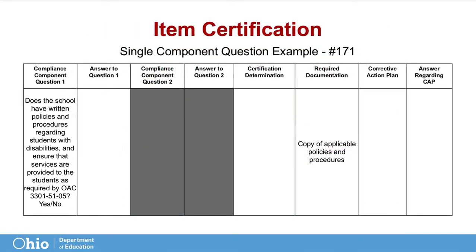There are some items that have only one applicable question. Let's use item 171 on the Oversight of Schools spreadsheet as an example, which remains unchanged from the 2018-2019 review cycle. In this case, the columns for the second question set are grayed out, restricting you from entering a response. Compliance items may or may not require the sponsor to upload documentation to Epicenter. Please verify by cross-referencing the required documentation column for each compliance item.